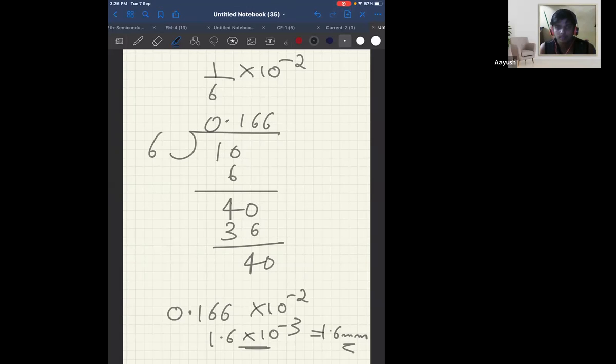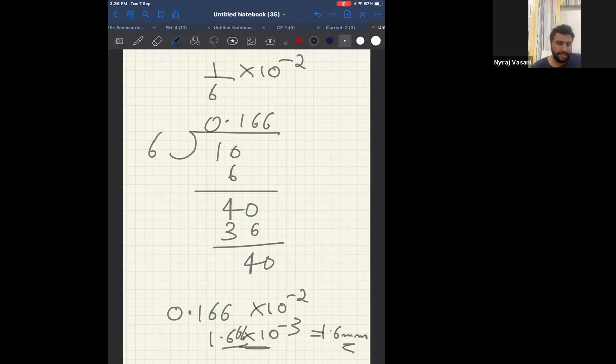1.6 into 10 raised to minus 3. That we converted into 1.6 millimeter. So it is 1.666. I am rounding off to two significant figures. That is what I did. Otherwise, it will go on 1.6667666. I am taking it as 1.6. And they are getting 1.59. Can anyone tell me why they are getting 1.59 and we are getting 1.6?